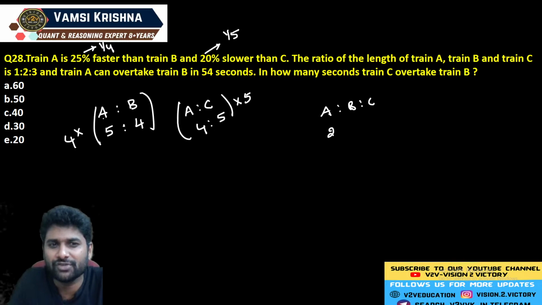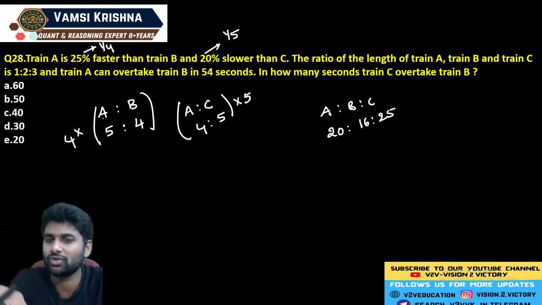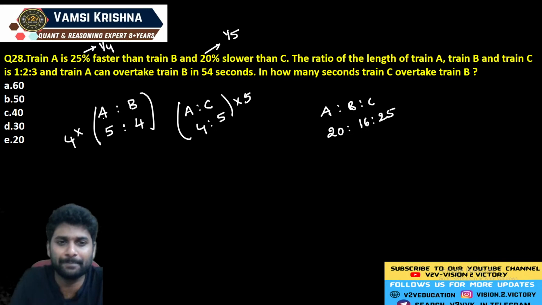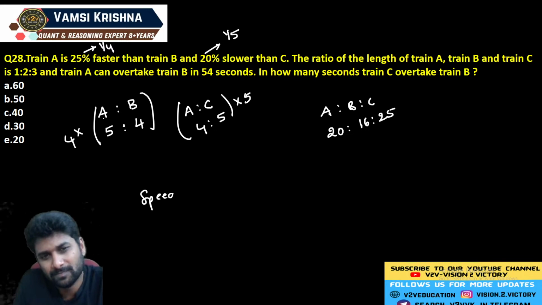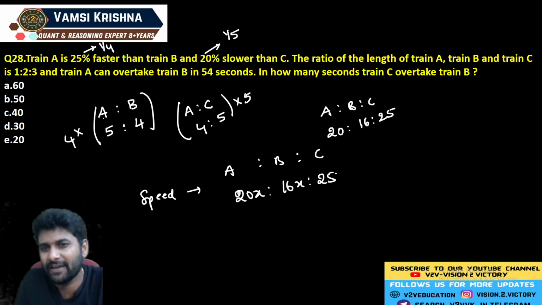Now see, 5 fours are 20 units. 4 fours are 16 units. 5 fives are 25 units. You can consider it in this way, guys. That's why all the concepts are important. If you learn all the concepts, you can use them in applications. Now you will get the speed ratio. Speed ratio of A, B, C is 20x, 16x, 25x.